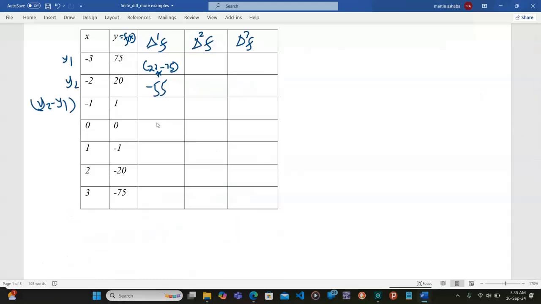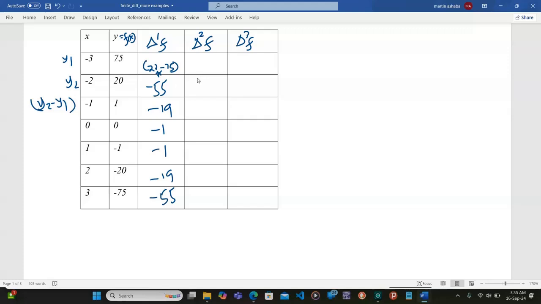So what next? I get 1 minus 20, I get negative 19. Then 0 minus 1, I get negative 1. Negative 1 minus 0, I get negative 1. Then negative 20 minus that, I'll obviously have negative 19. And also the last one, negative 75 minus negative 20, I get negative 55.